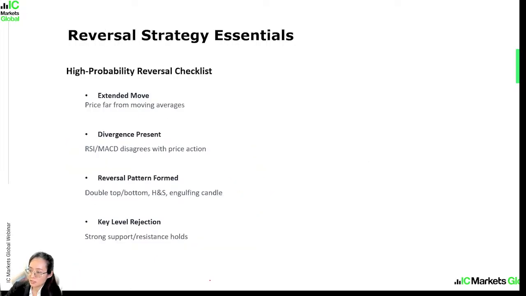Reversal strategy. Okay, checklist: extended move, which is price staying far away from the moving averages. I already showed you just now. Divergence present, so you see bearish divergence or bullish divergence, which is price moving in the opposite direction of the indicator. And reversal patterns such as double top, double bottom, head and shoulders, engulfing candle, key level rejection, strong support and resistance holds.